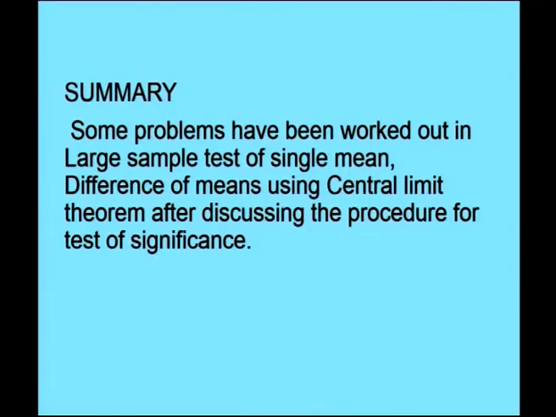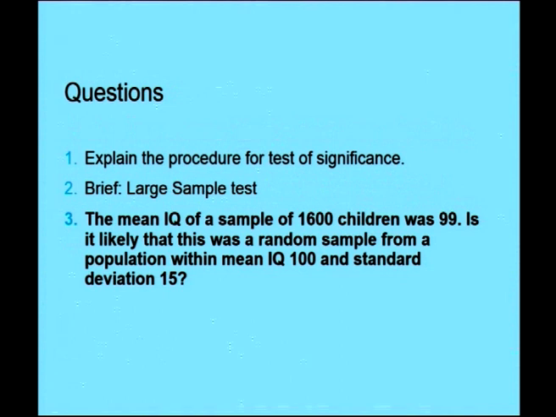After discussing the procedure for test of significance from step 1 to step 5, some problems have been worked out in large sample test of a single mean and difference of means using the central limit theorem, which says that the variable can be normalized to standard normal distribution. Based on the discussion in this session, the following questions may be posed. Explain the procedure for test of significance, brief the large sample test, and then the third question is based on a test for single mean.